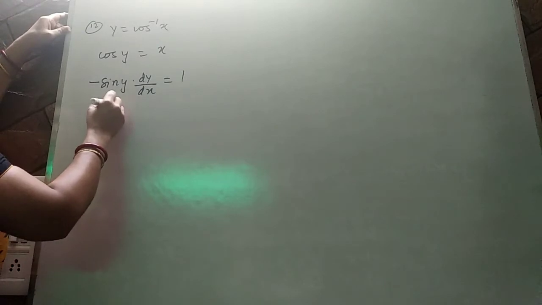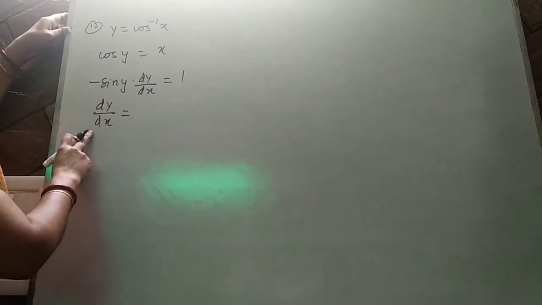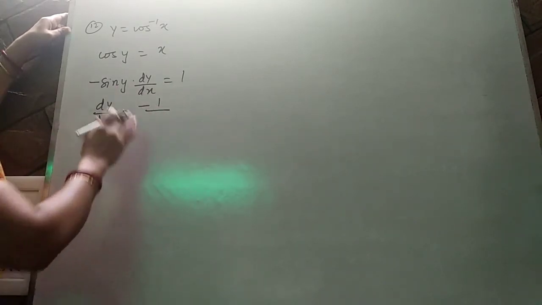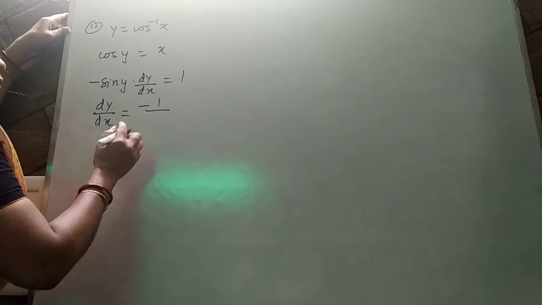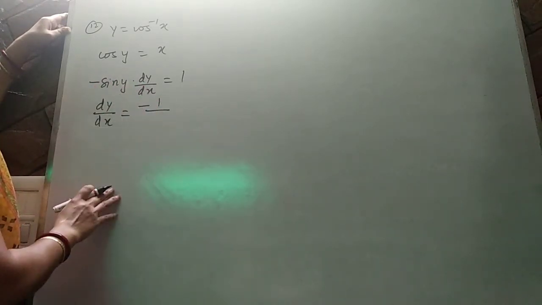Now dy by dx is equal to, we need dy by dx for finding the second derivative. This is simple, they are not asking to prove that here, that's why I'm taking it to that side. Otherwise, if you want to use the product rule, you can use it, that is up to your choice.